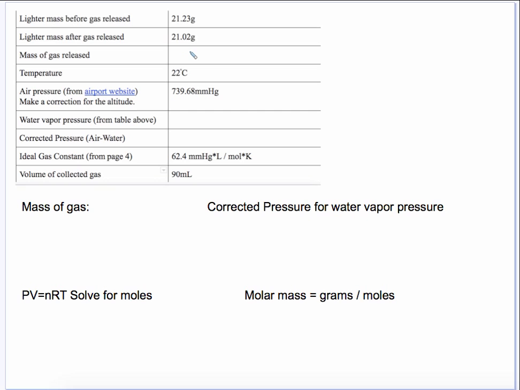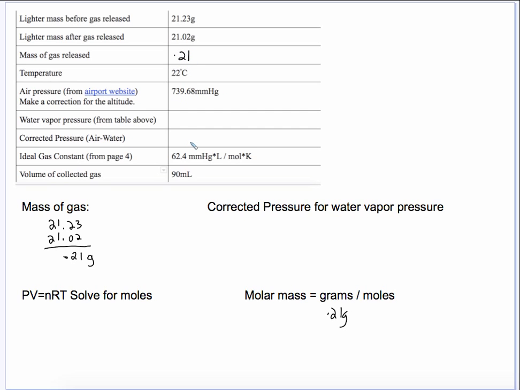Now, to get a molar mass, remember we need to know the grams. So we can find the mass of our gas by taking 21.23, that's before, and subtracting 21.02. The difference is the mass of our gas. So the gas that we used was 0.21 grams. Now to get our molar mass, we know the mass is 0.21 grams.